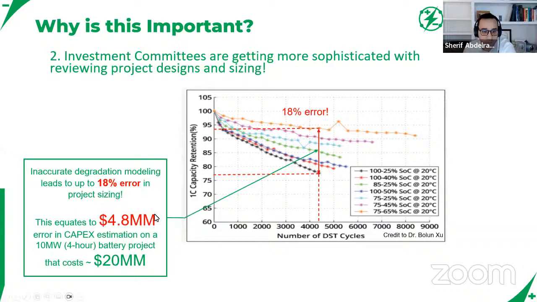Just for reference, if you look at a 10 megawatt, 4-hour battery system, which is approximately a $20 million project, again just illustrative numbers, this represents a $4.8 million error if you're designing the system up front and you assumed the orange and end up being the black, or vice versa. So this again underscores why being knowledgeable about degradation, accurately simulating your cases, and how you expect to dispatch your battery is so important for project finances.